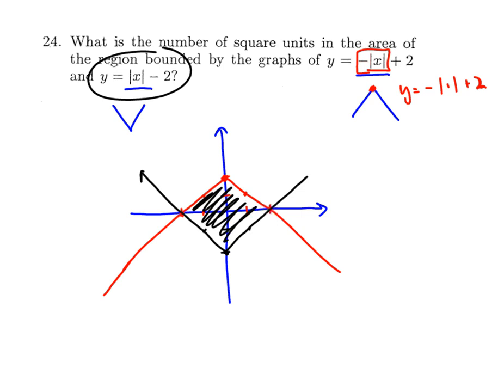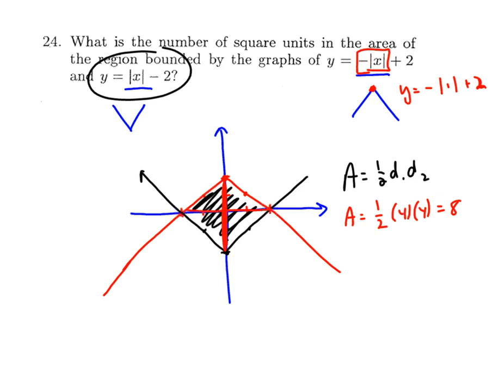But you don't even need to know that it's a square. You can actually just know that it's a rhombus. And then a rhombus has the formula that the area is 1/2 the product of the diagonals. So it's pretty easy to see that our diagonals are going to be 4 and 4. So area equals 1/2 times 4 times 4, which is 8.